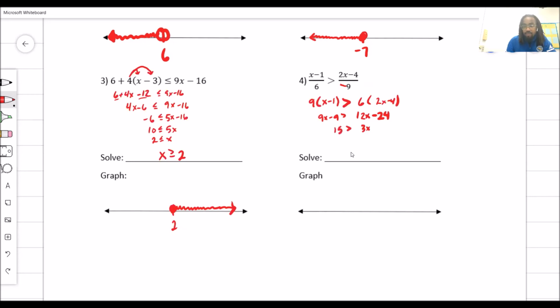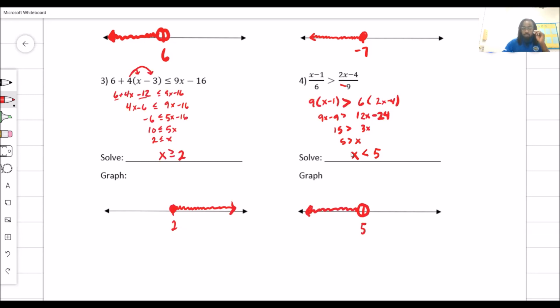I'll divide by 3 on both sides, and so I get 3. Oh no, I did that wrong. So I'll get x, all right? And I write my variable in front. It's pointing to my variable. I'll make sure it continues to point to my variable. So x is less than 5. At 5, we'd have an open circle and shading to the left.